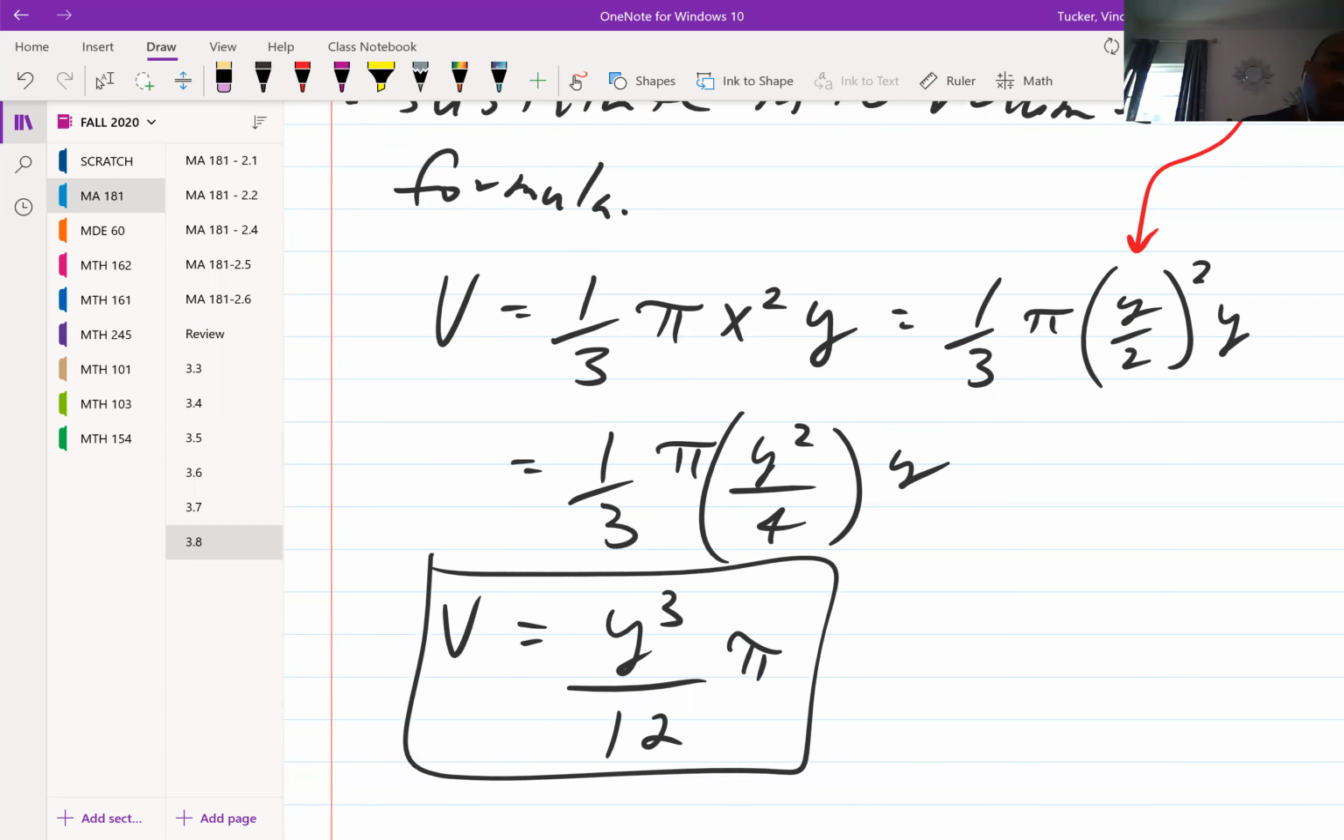Or I think a better way of writing it. Let's go pi over 12 y cubed. Yeah, that's better. All right, so before we go any further, okay with what we substituted in? Yeah, I'm good. All right. Sounds good.